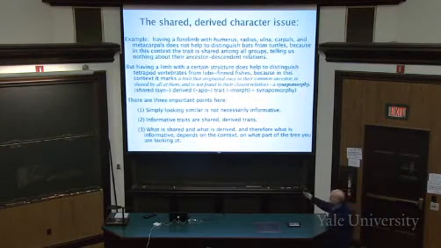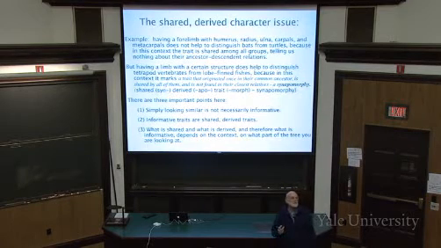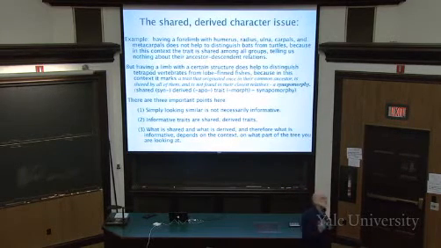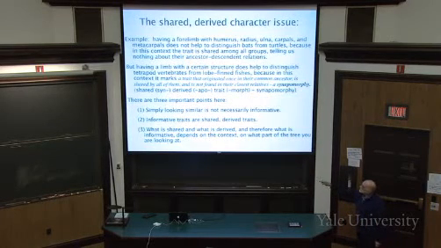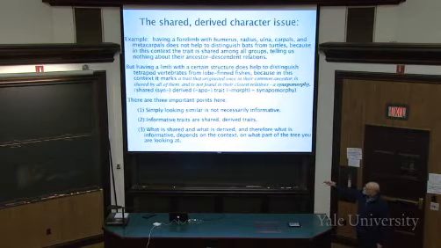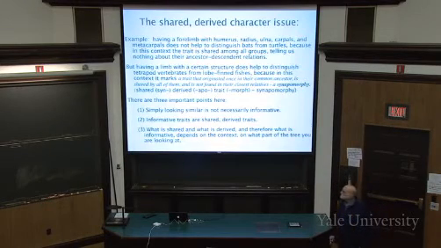Now, there's a bunch of important stuff here. Just looking the same isn't very helpful. The informative traits are the ones that are shared and derived, and what is shared and what is derived, and therefore what is informative, depends on the context. It depends on the part of the tree that you're sitting in.